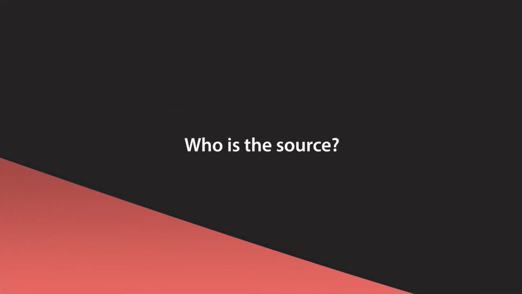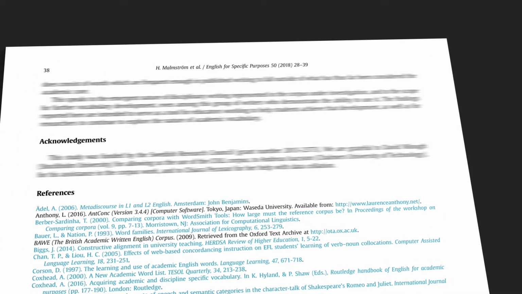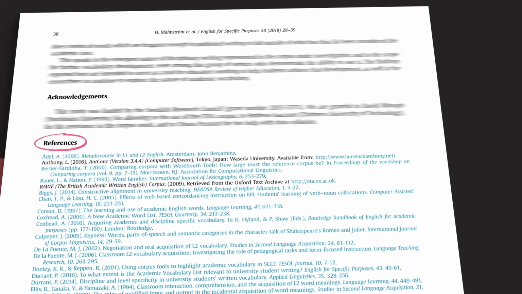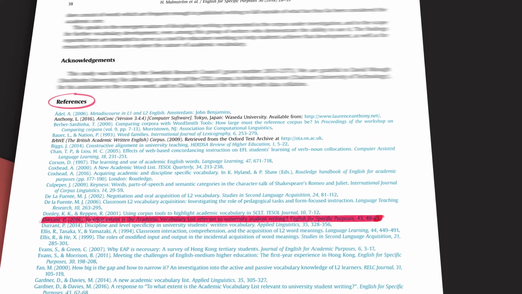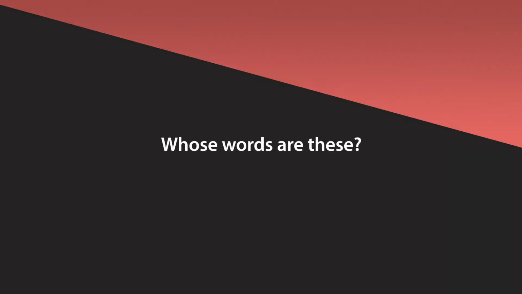The second question the reader needs to have answered is, who is the source? The in-text citation helps answer this question by naming the source, and the reference list gives full details. Someone who wants to find this and read it has enough information to do so. The third question is, whose words are these? Writers have two basic options.